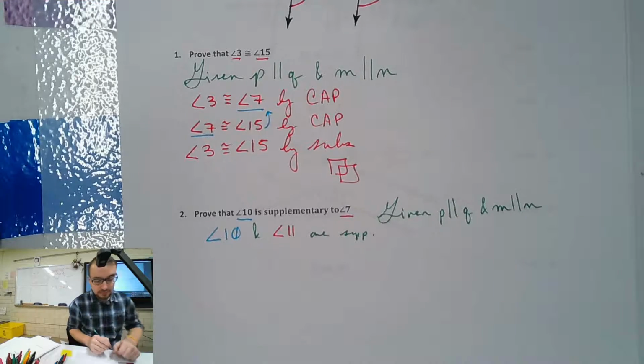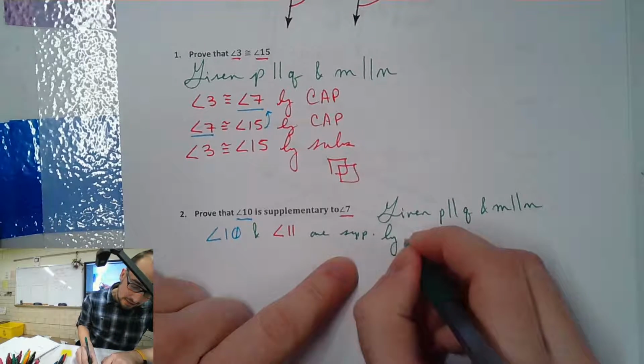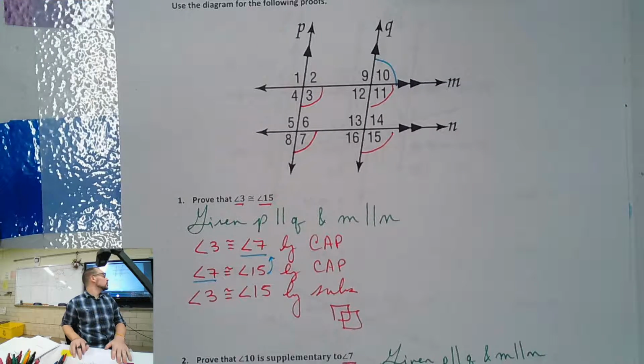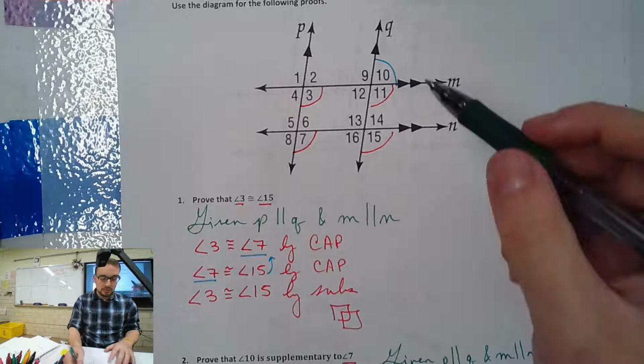So given that, we know they're supplementary by linear pair theorem because they are a linear pair. They're on the same line. They're both on line Q, and they make up 180 degrees, right? So they're supplementary. So now we've shown 10 and 11 are supplementary.